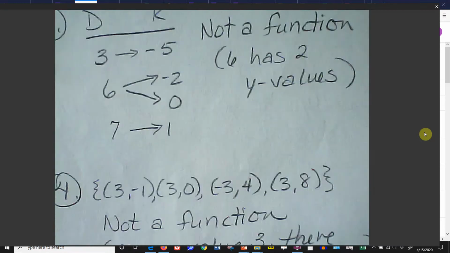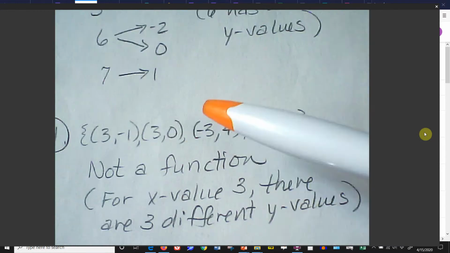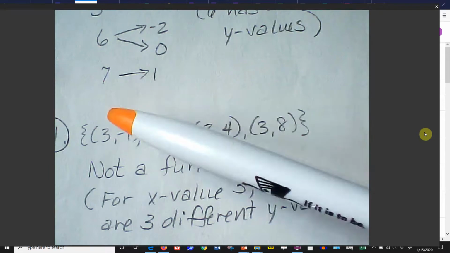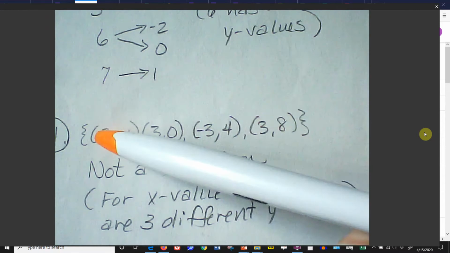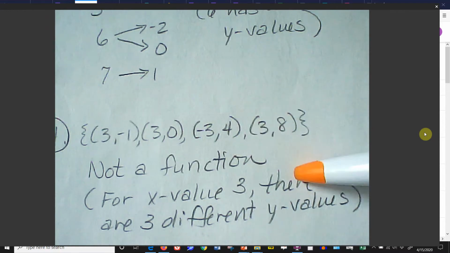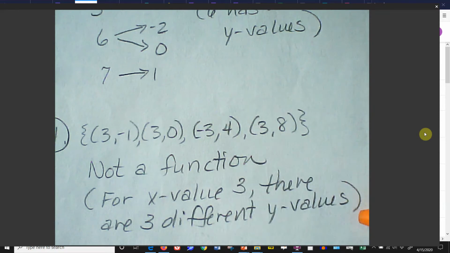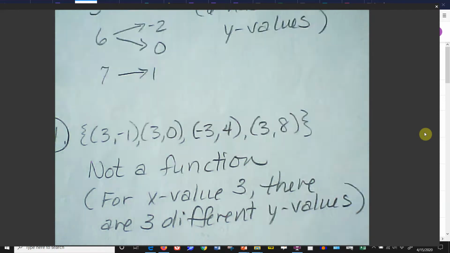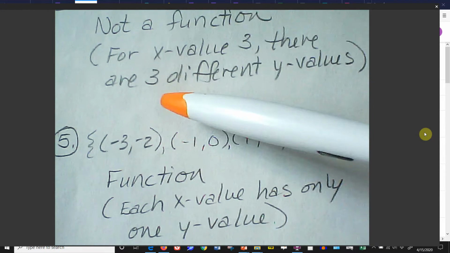Then we go to number 4, and it is listed, just like we did on the ones on the front. So I got 3, -1, 3, 0. No, -3, 4, and 3, 8. Well, there's like 3 3s, and I don't know what I'd get out, right? So it's not a function, because for the x value of 3, there are 3 different y values. So that does not work. No one-to-one correspondence.